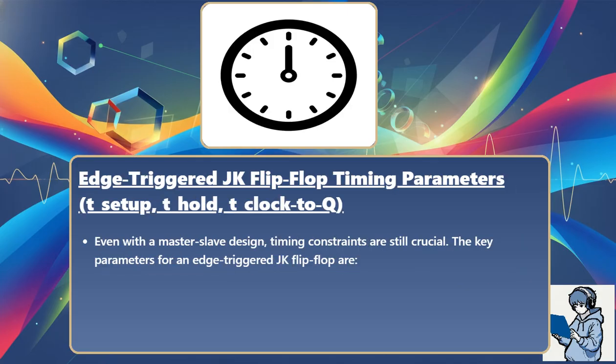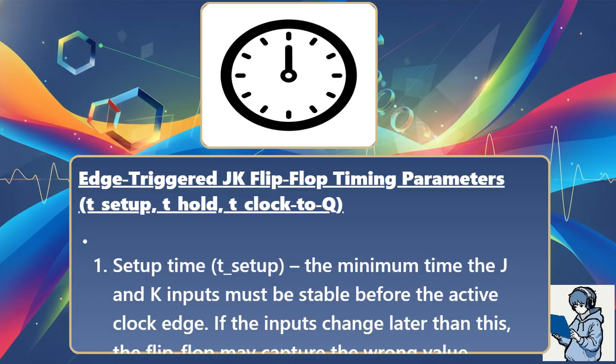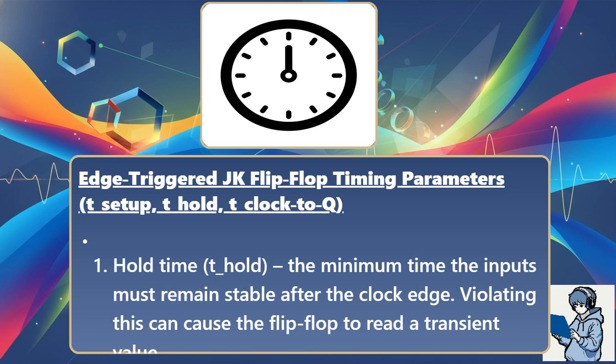Even with a master-slave design, timing constraints are still crucial. The key parameters for an edge-triggered JK flip-flop are: setup time T_setup, the minimum time the J and K inputs must be stable before the active clock edge. If the inputs change later than this, the flip-flop may capture the wrong value. Mathematically, T_setup is less than or equal to the clock edge time minus the arrival time of the input. Hold time T_hold, the minimum time the inputs must remain stable after the clock edge. Violating this can cause the flip-flop to read a transient value. Mathematically, T_hold is less than or equal to the departure time of the input minus the clock edge time.